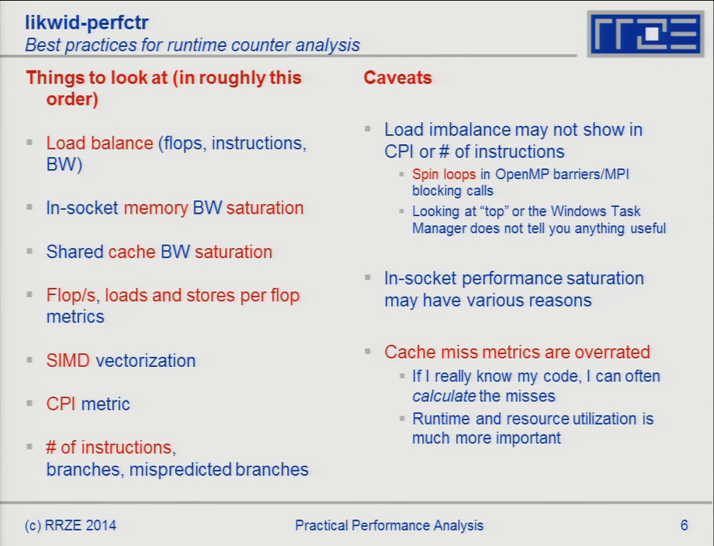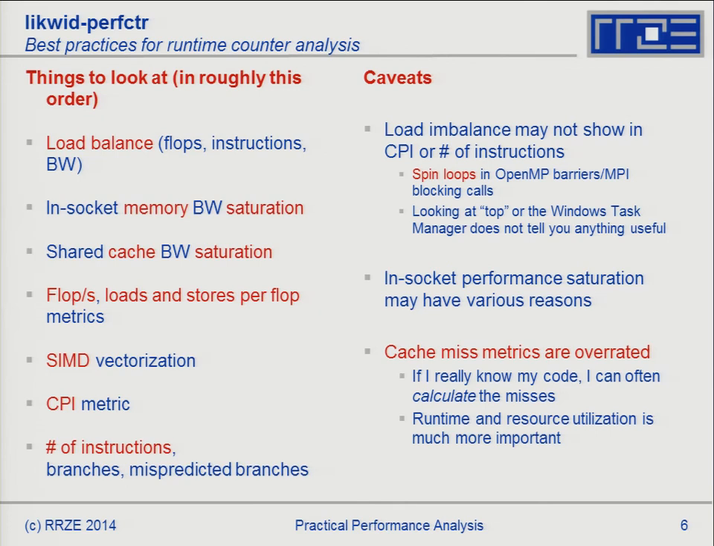Then next, in-socket bandwidth saturation. If you see that your code draws 40 gigabytes per second out of the memory on a modern Sandy Bridge, then you have a limit. You have a limit in the memory bandwidth, or you're very close to it at least. Then there could be a bandwidth saturation on the shared cache, on a Westmere, for example, where the cache is a bandwidth-limiting resource. Then you could measure flops per second.